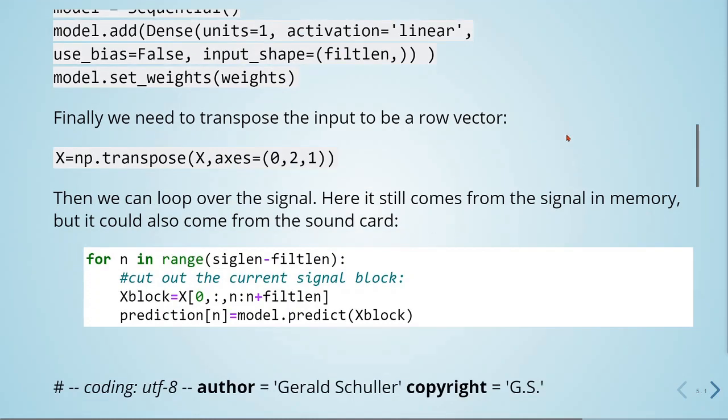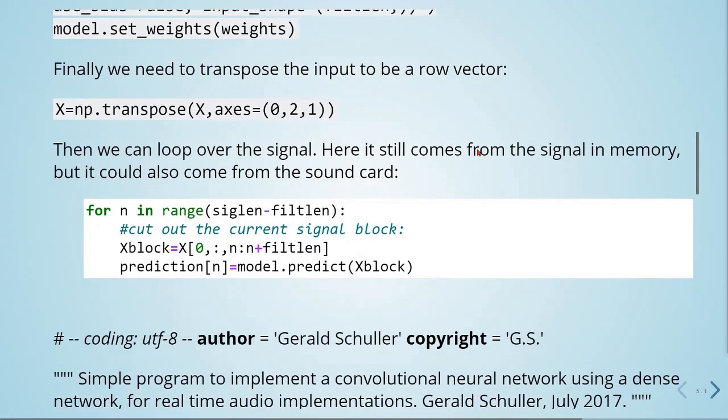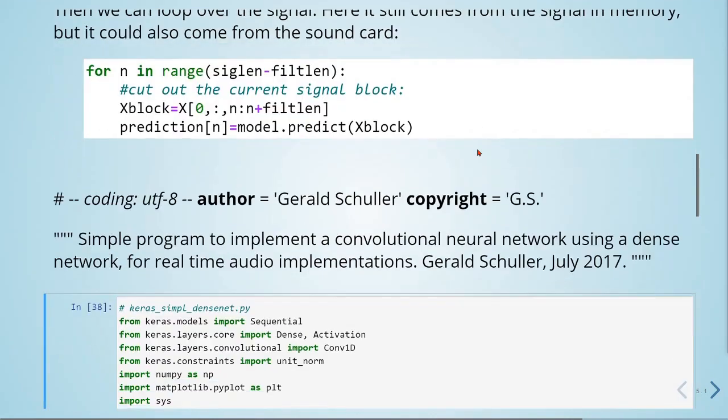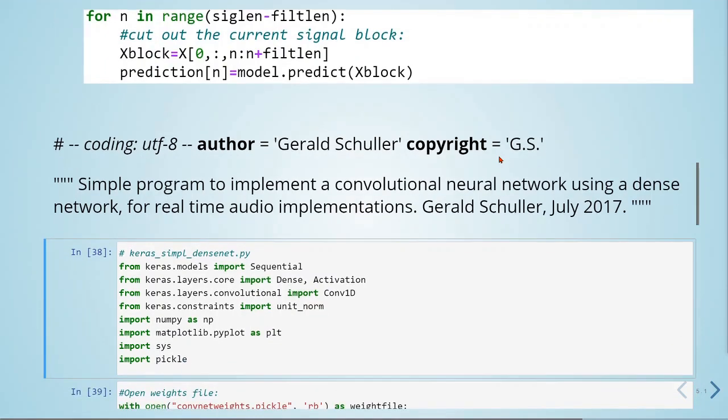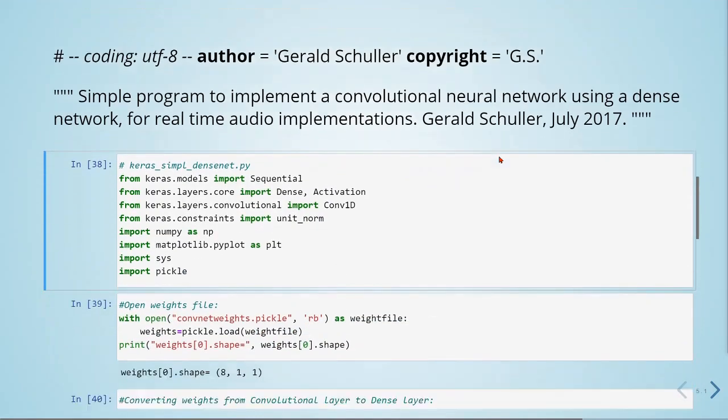Then we can loop over the signal. Here it still comes from the signal in memory, but it could also come from the sound card. So we're just simulating that the signal is coming from the sound card, and we will loop over the signal. And this is what we're going to do in this example. It's a simple program to implement a convolutional neural network using a dense network for real-time audio applications.